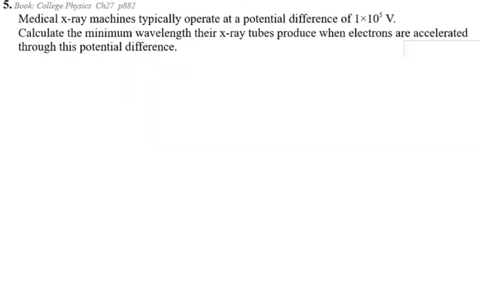In this question, they say medical X-ray machines typically operate at a certain potential difference. So they give you the potential difference here. Calculate the minimum wavelength their X-ray tubes produce when electrons are accelerated through this potential difference. So the potential difference, the voltage, is equal to the work done per charge. And in this case, it's going to be the energy per electron. And they ask you to calculate the wavelength.